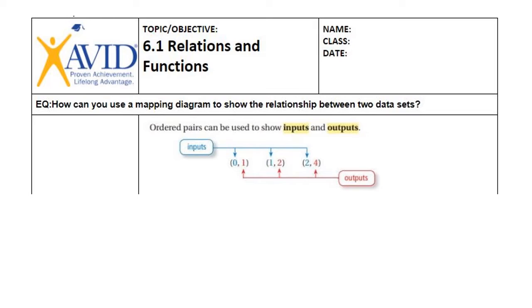In the very first part of your notes, I would like you to recognize that the ordered pairs are what we are using to show inputs and outputs. So the inputs, if you'll notice, are labeled in blue. These are inputs, and these are actually the x coordinate of the ordered pair. The outputs, labeled in red, are actually the y coordinate of the ordered pair. So just keep that in mind as we progress through these notes.